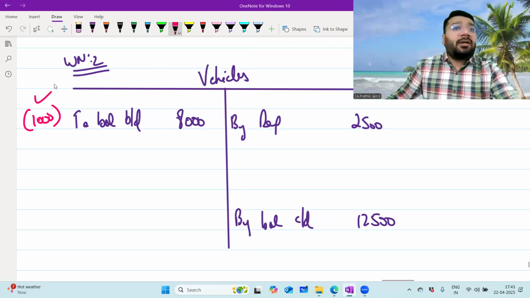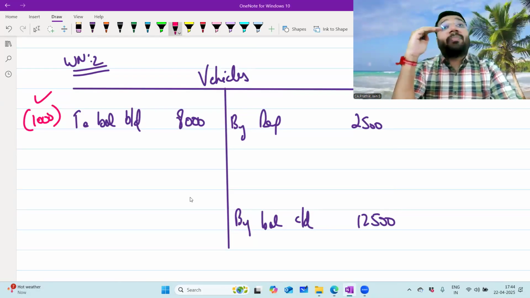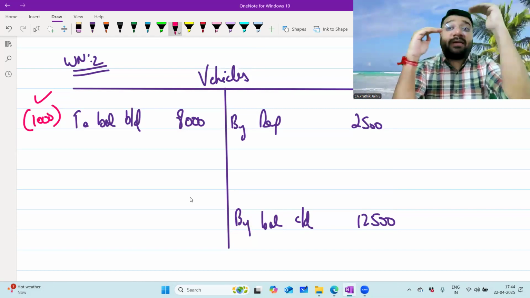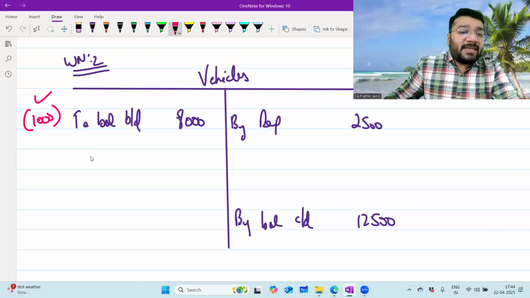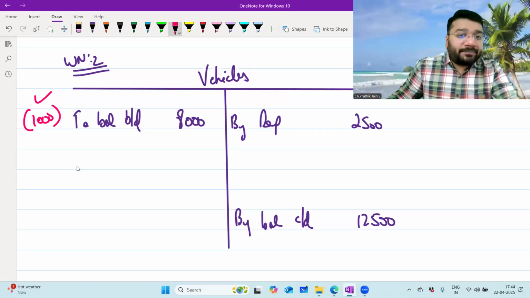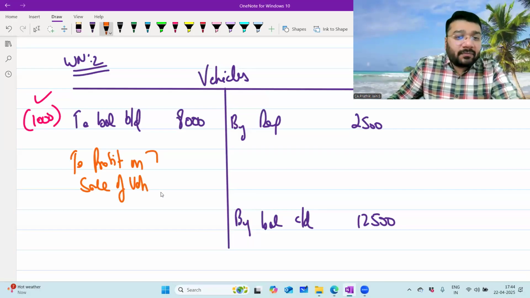Money 1, depreciation will not come. Money 2 is what? Profit and loss. So now in your book, the value of the asset is 1,000. But the other person who is going to pay you the money is paying 1,700. So to increase the value of the asset by 700, that is nothing but debit side to profit, to profit on sale of vehicle. How much? 700. So now 1,000 rupees and 700 both put together.